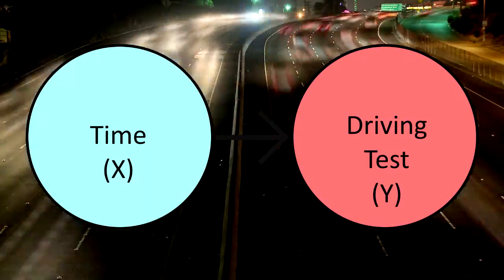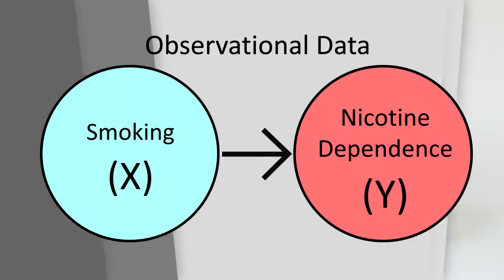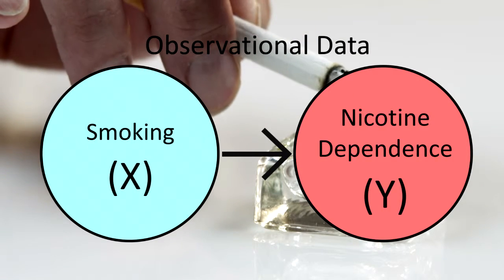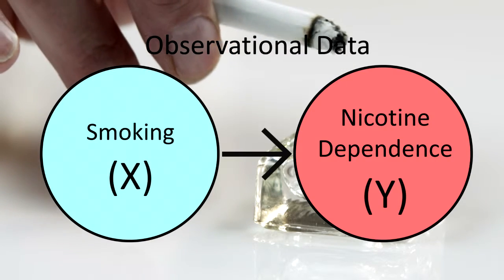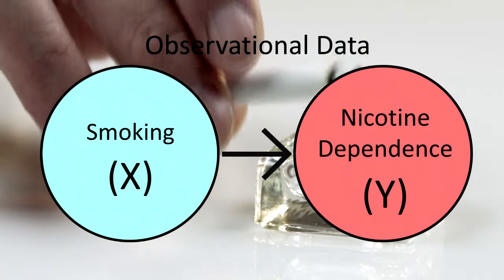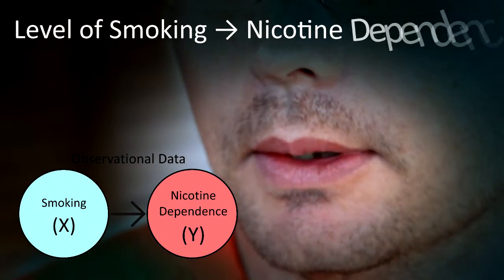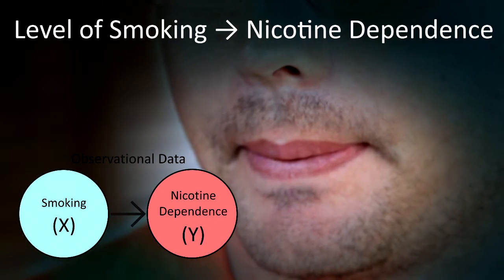For our sample research question, we've decided that smoking will be the explanatory or independent variable and nicotine dependence the response or dependent variable. More specifically, we're interested in the level of smoking at which nicotine dependence is experienced.